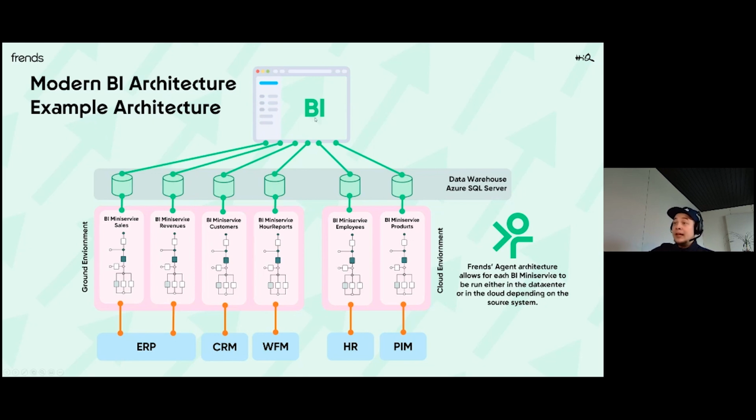And to elaborate this ideology a little bit further with an example architectural picture here, we have our systems of record at the bottom. So we have an ERP, CRM, workforce management, HR, and product information management systems, which have now been split into two separate environments. We assume that our HR and product information management systems are in the cloud, but our ERP, CRM, and workforce management are still in an on-premise environment.